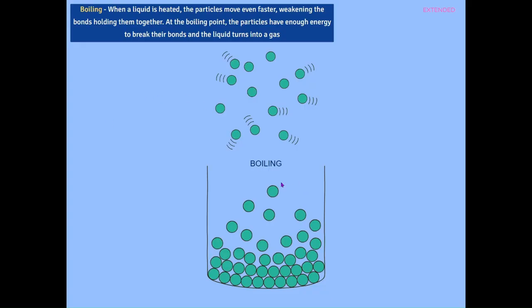Boiling. When a liquid is heated, the particles move even faster, weakening the bonds holding them together. At the boiling point, the particles have enough energy to break their bonds, and the liquid turns to gas. So in the liquid phase, they still are experiencing those intermolecular forces, right? The liquid is being held together in some sense. If you give them enough energy, they will break free and become a gas.